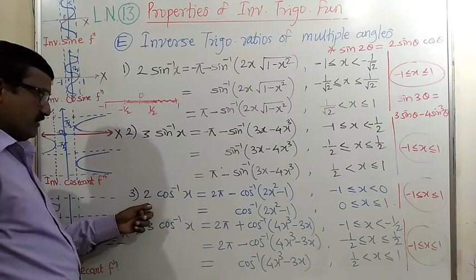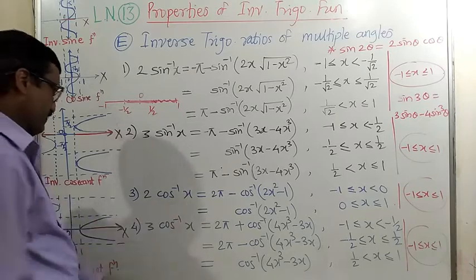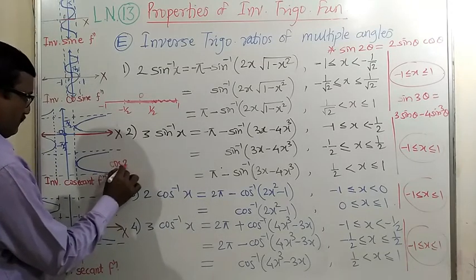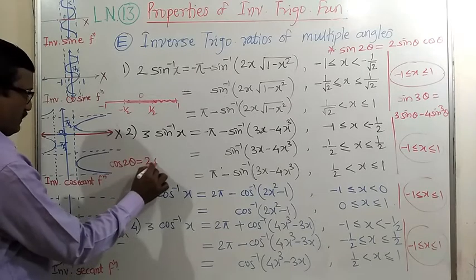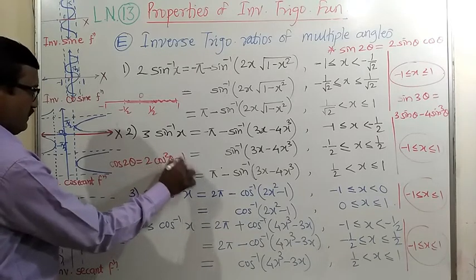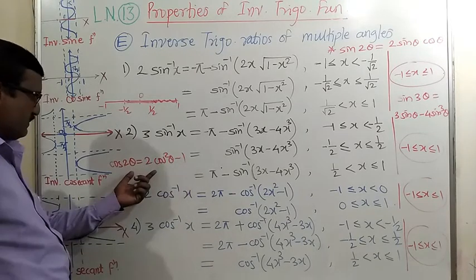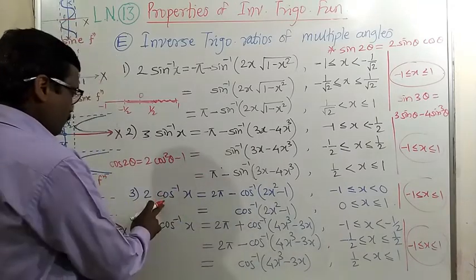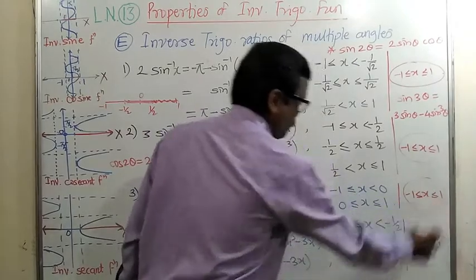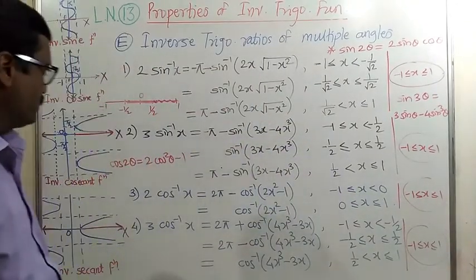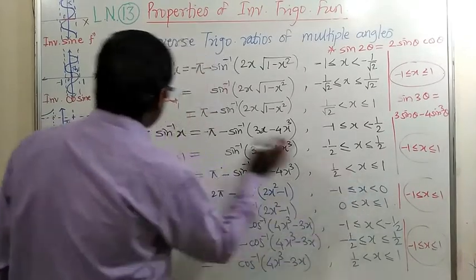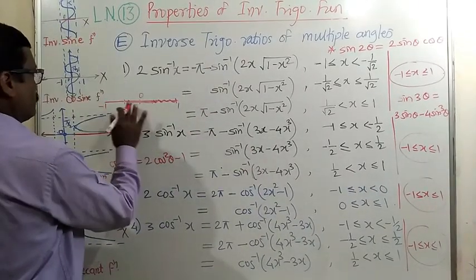Now let us move towards the third one. In the third formula, it is about 2 cos inverse x. You know the formula for cos 2 theta? Cos 2 theta is 2 cos square theta minus 1. Remembering this formula, you can use it here. Here the domain for inverse cosine function is minus 1 to plus 1. That domain is converted into only two groups, that is minus 1 to 0 and 0 to plus 1.